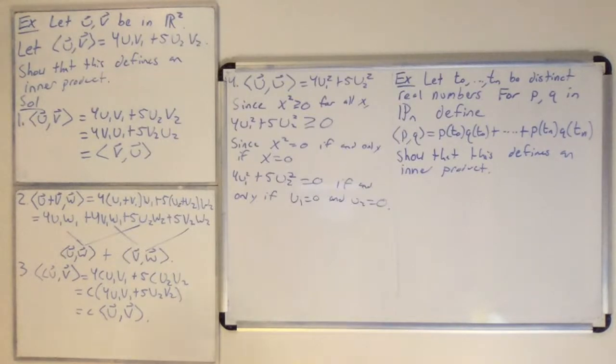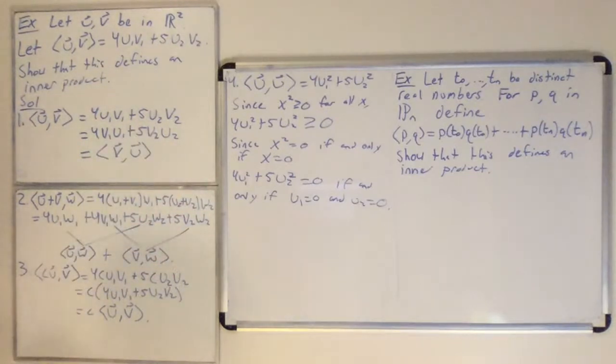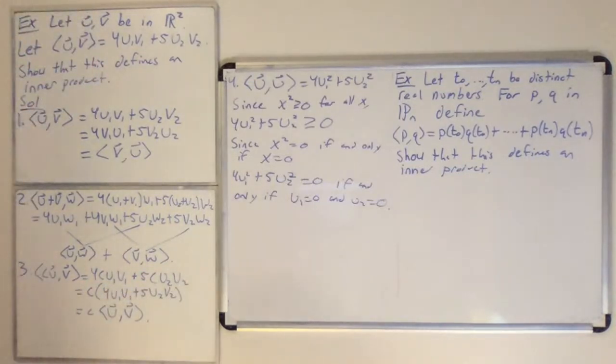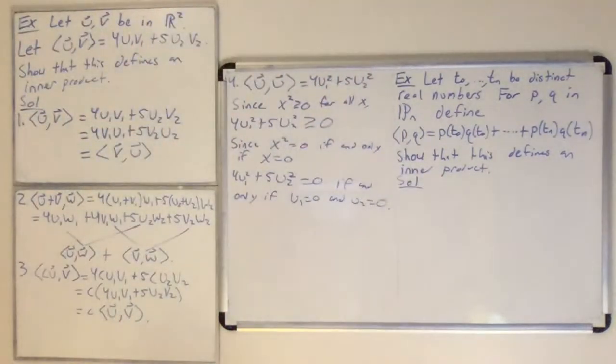All right, I'm going to start going through showing this is the inner product. But obviously, you have the ability to mute me if you want to work on your own until we get to the hard part. So again, to show it's an inner product, we just got to show that all four of the axioms hold.